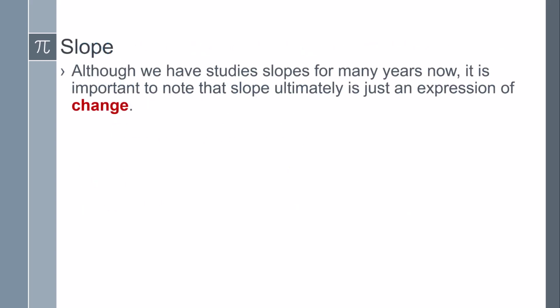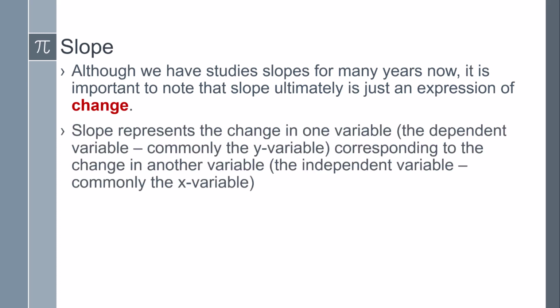Although we have studied different types of slope for many years now, it's important to note that slope is ultimately just an expression of change. Slope represents the change in one variable, we call that the y, which is the dependent variable, as it corresponds to the x variable, which is the independent variable. Now, in an equation, we typically let slope represent the variable m.